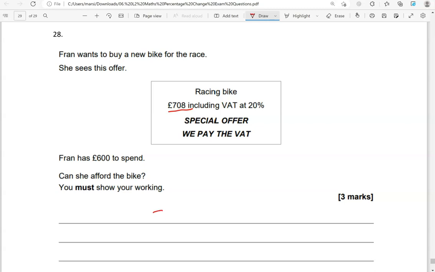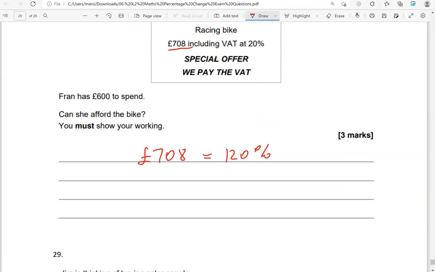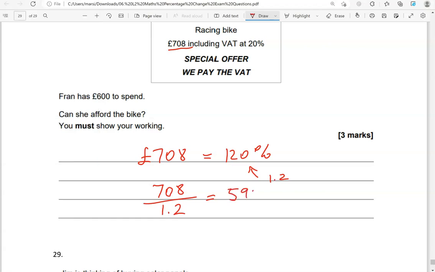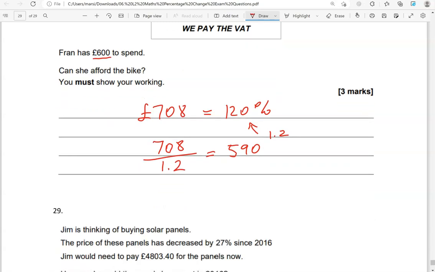So the £708, that includes the VAT. So this is equal to 120%. So you could divide 708 by 120 and multiply by 100, or go straight into 708 divided by 1.2, which is this percentage as a decimal. And this is a shortcut that's going to help you a lot in the exam and everyday life, actually. So that gives us 590. So that is the price before VAT. Fran has £600 to spend. Can she afford the bike? Yes, she can, because this is only £590 that are needed.